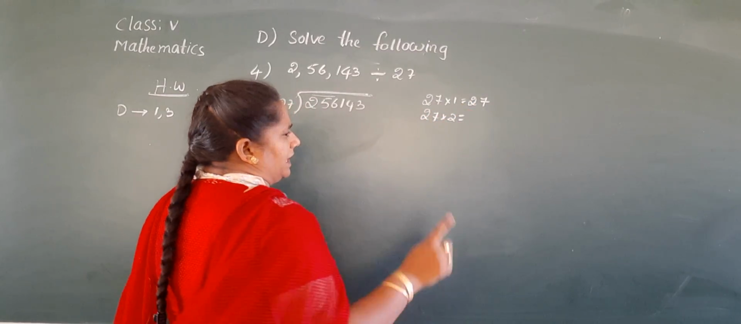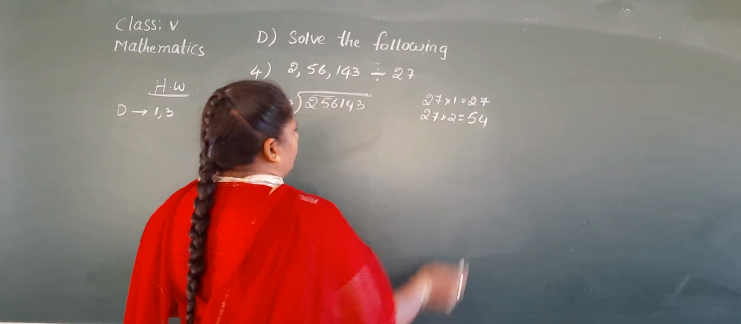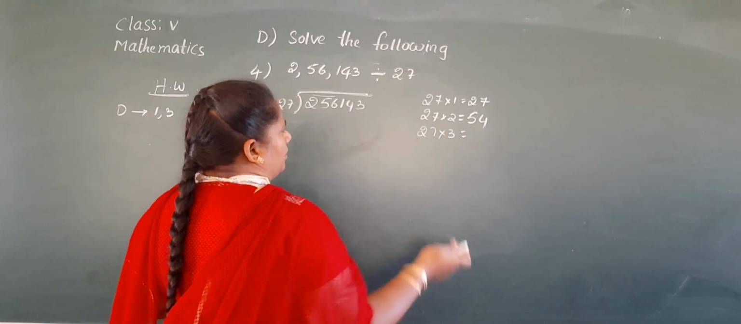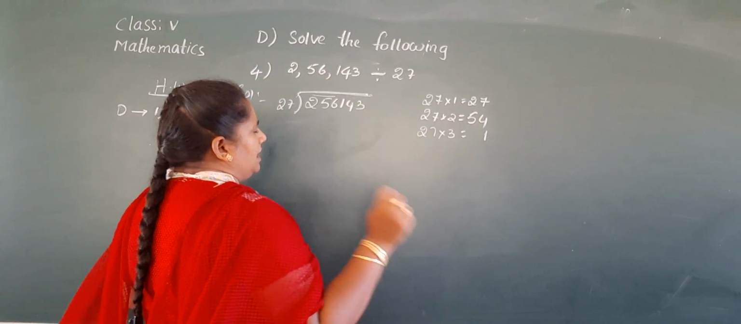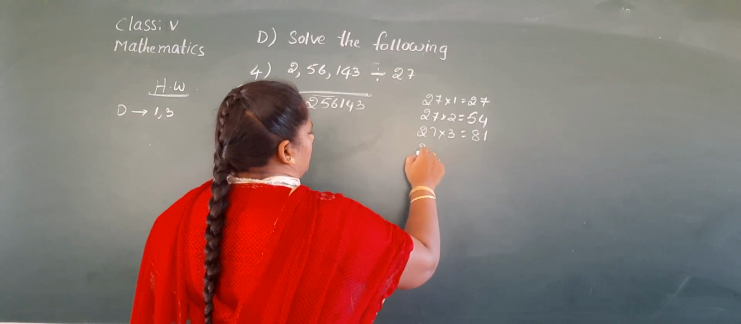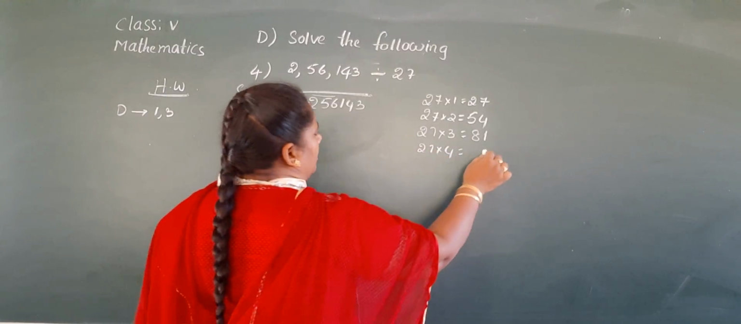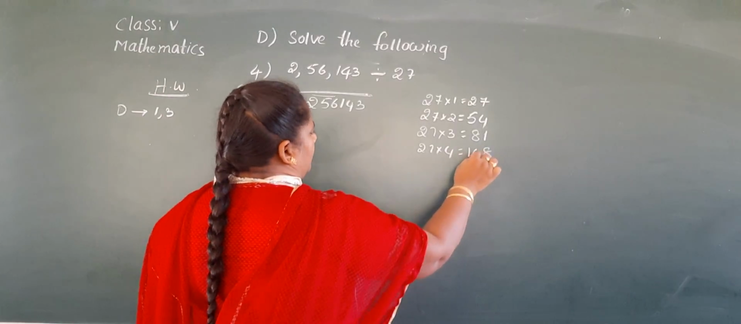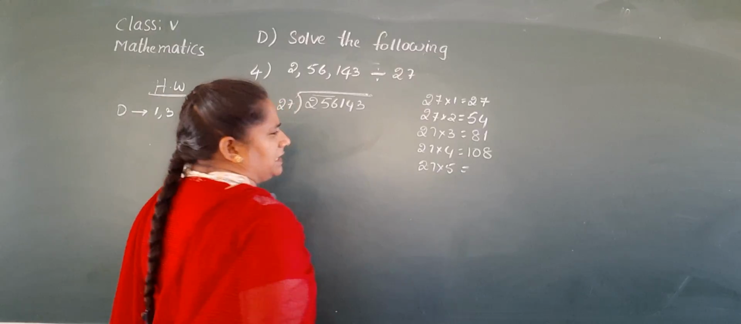27 into 2. 2 sevens are 14. 1 in hand, 4 is down. 2 twos are 4 plus 1, 5. 54. 27 into 3. 3 sevens are 21. 2 in hand, 1 is down. 3 twos are 6, 7, 8. Next 27 into 4. 4 sevens are 28. 2 in hand, 8 is down. 4 twos are 8, 9, 10. 108. 27 into 5. 5 sevens are 35.